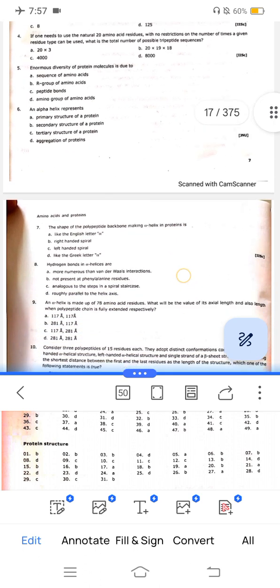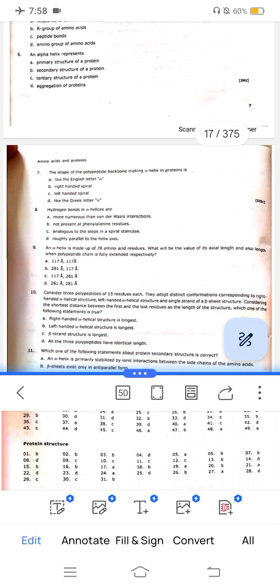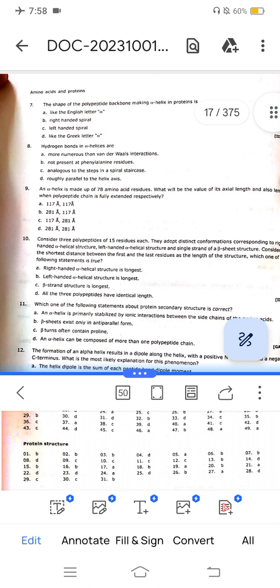Okay. Then the shape of the polypeptide backbone making the alpha helix in proteins is a right-handed spiral. Okay. Then hydrogen bonds in alpha helixes are D, roughly parallel to the helix axis. Hydrogen bonds in an alpha helix are roughly parallel to the helix axis.